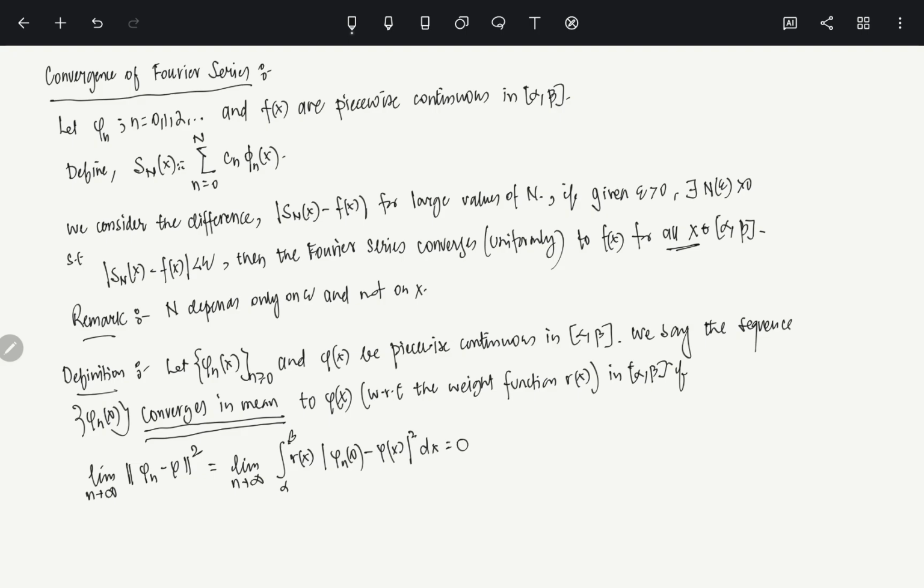Yes, we talked about this sort of norm, right? If you remember, in the first lecture itself we talked about it. So we are using that norm. This norm is defined by the integral of r times phi squared. If this goes to 0, then we say that the Fourier series converges to f of x essentially.